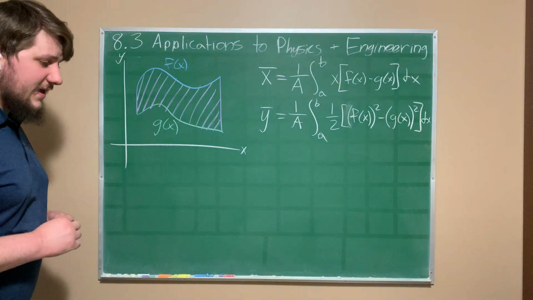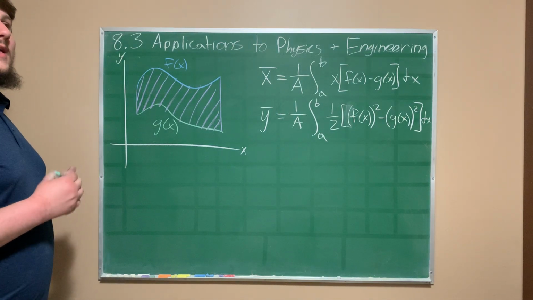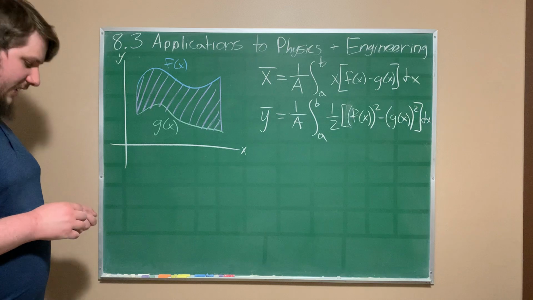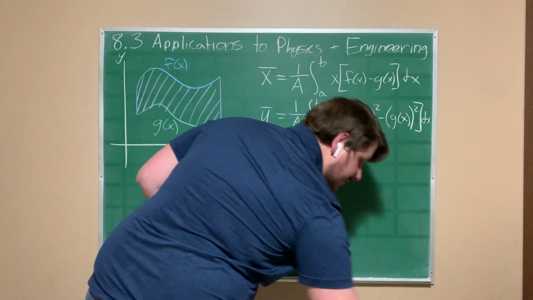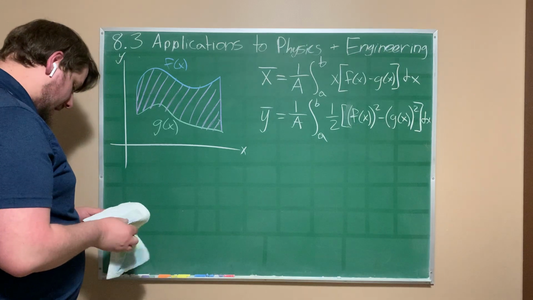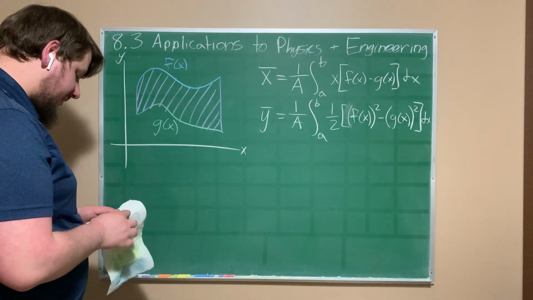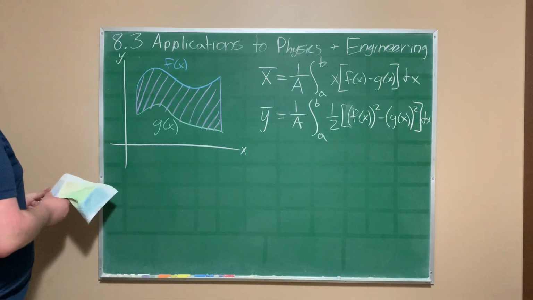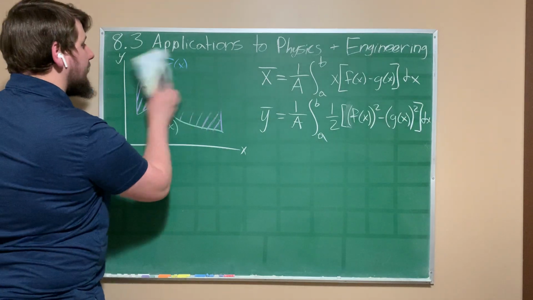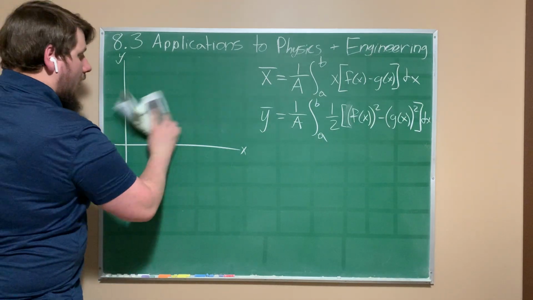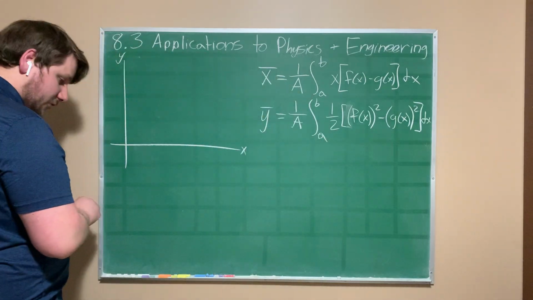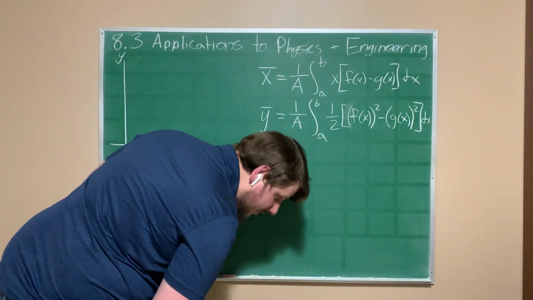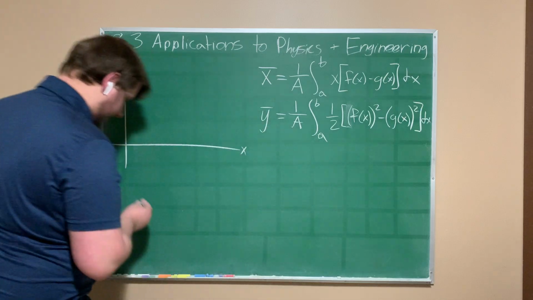You can see some details about how this is worked up in the textbook, but this is the basic idea here. Okay. So now let's actually use this to solve a problem. Let's find the center of mass of a shape bounded between two curves. So in this case, we are going to look at the shape bounded between the graphs of y equals x squared and y equals x.